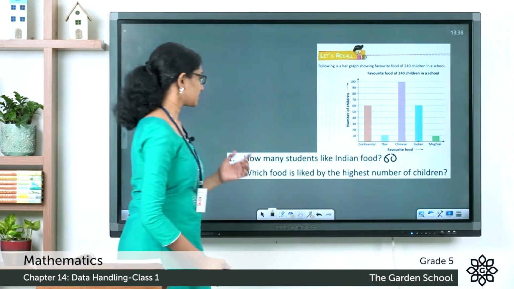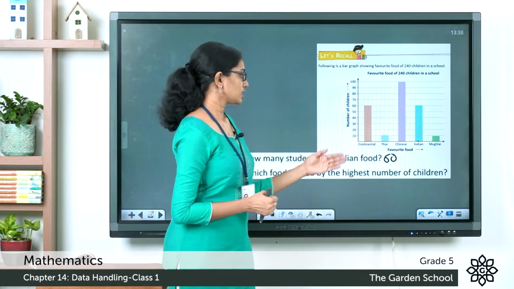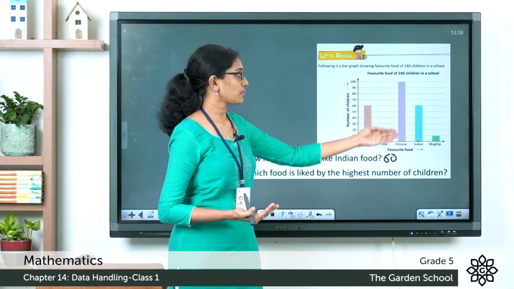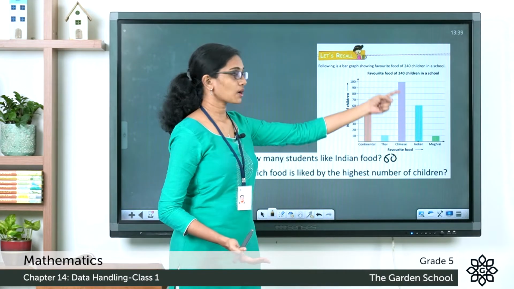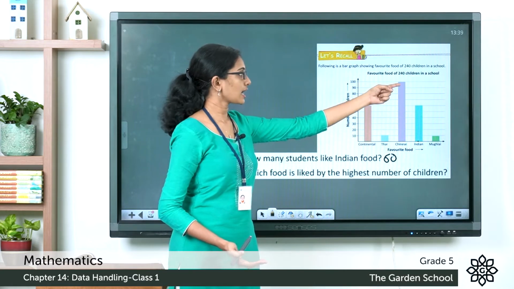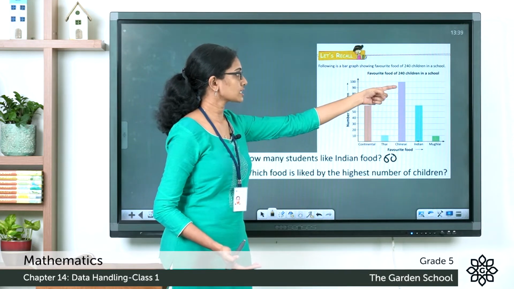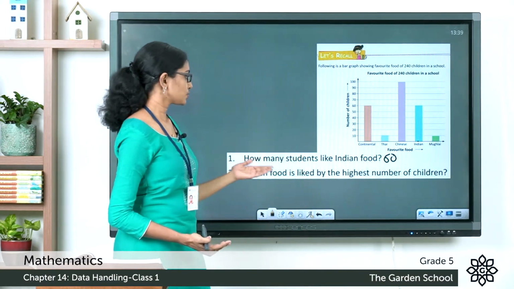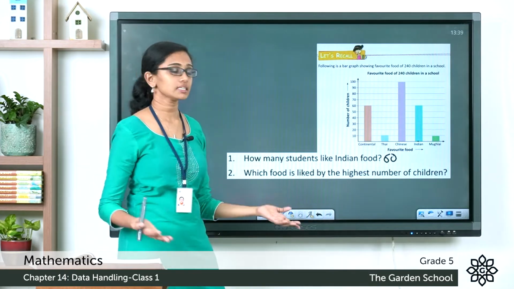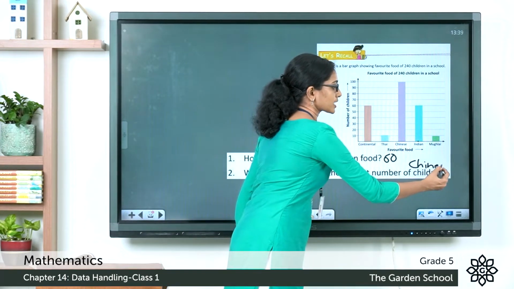Now the next question, which food is liked by the highest number of children? See, that will be the value corresponding to the bar which is the longest or the tallest bar. The bar corresponding to Chinese food is the tallest one, and it equals a value of 100. So Chinese food is liked by 100 students, the most number of students. So which food is liked by the highest number of children? It is Chinese. So you can write Chinese here in the space provided in your textbook.